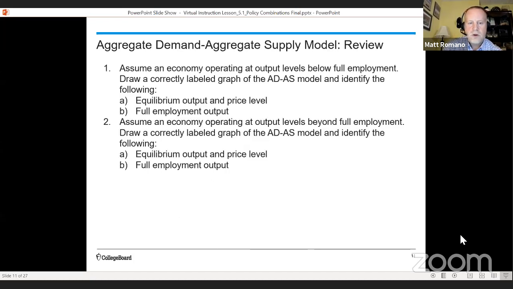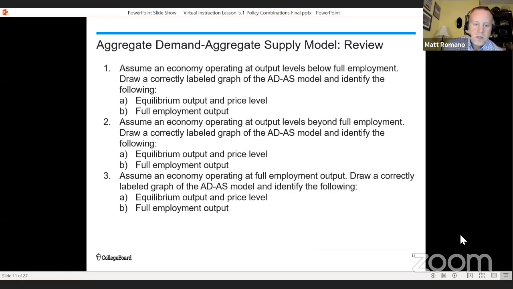And then finally, the third of the three starting points, assume an economy operating at full employment output. Draw a correctly labeled graph of ADVAS and identify the following: equilibrium output and price level, full employment output. So this is the long run equilibrium we've talked so much about throughout AP Macro. This is where we assume the economy is going to be in the long run, whether it's through self-correction or through policy action. And we want to make sure that we can correctly identify what that looks like.